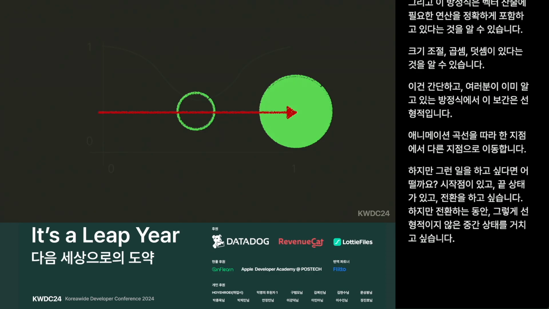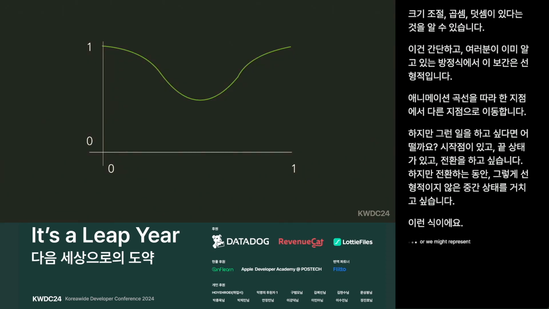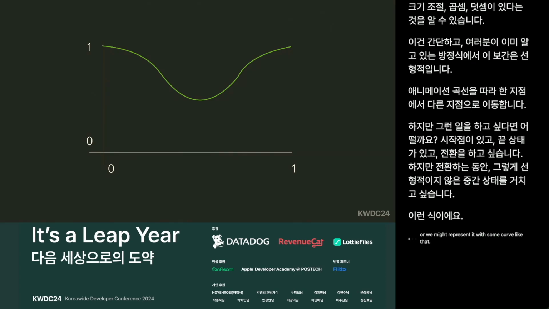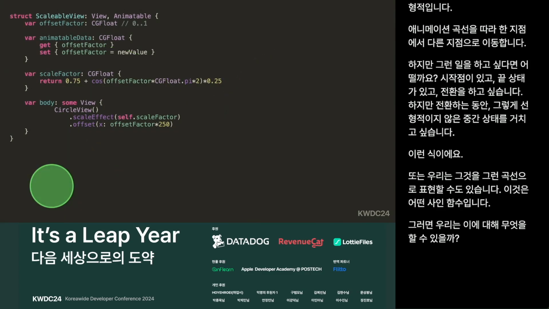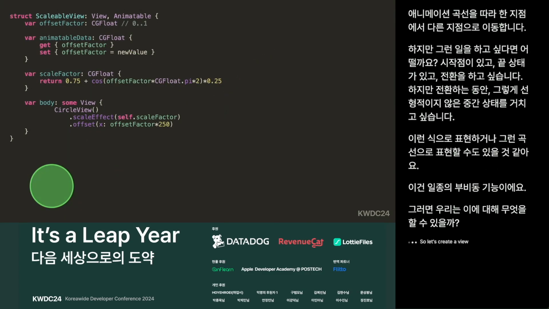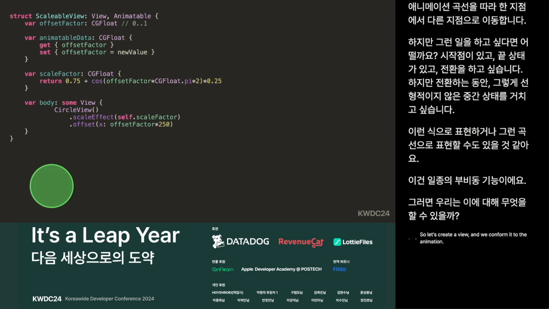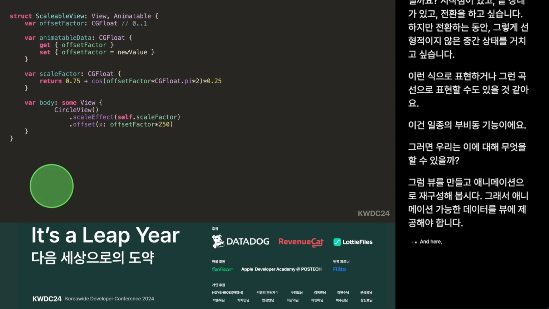Something like this. Or we might represent it with some curve like that. This is some sinus function. So what can we do about that? So let's create a view, and we conform it to the Animatable. So we need to provide our view with animatable data. And here, our animatable data is basically offset factor.